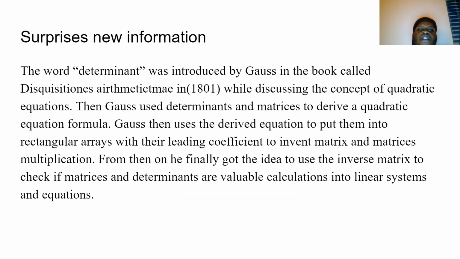Surprise, new information. The word determinant was introduced by Gauss in the book called Disquisitiones Arithmeticae in 1801 while discussing the concept of the quadratic equation. Then Gauss used the determinant of matrices to derive the quadratic equation formula. Gauss then used the derived equation to put them into rectangular arrays with their leading coefficients to invent matrix and matrix multiplication. From then on, he finally got the idea to use inverse matrices to check if the matrices and the determinants' value calculations fit into the linear system of equations.